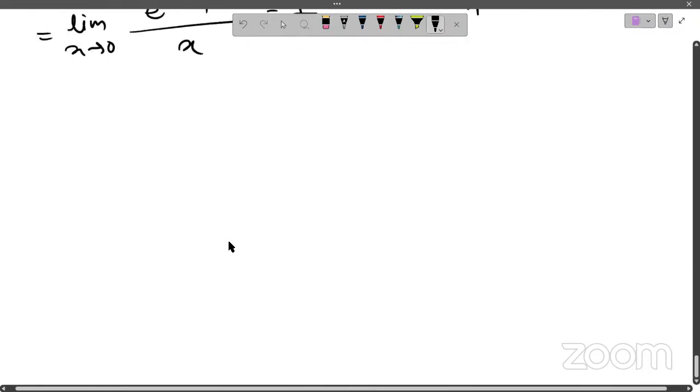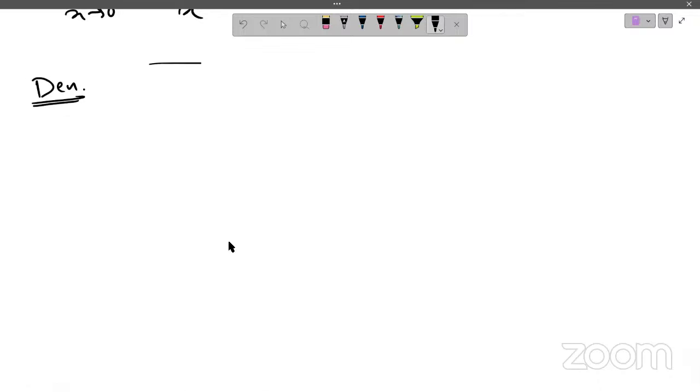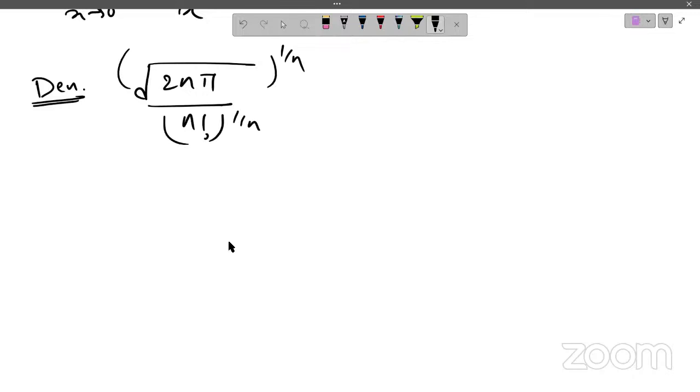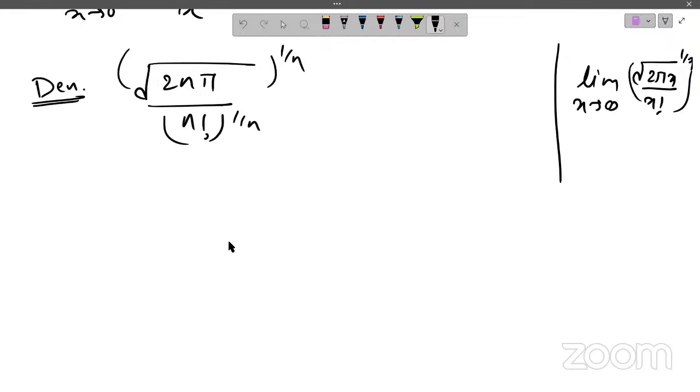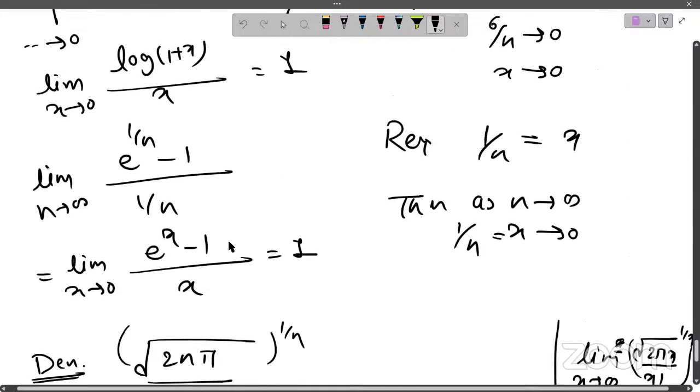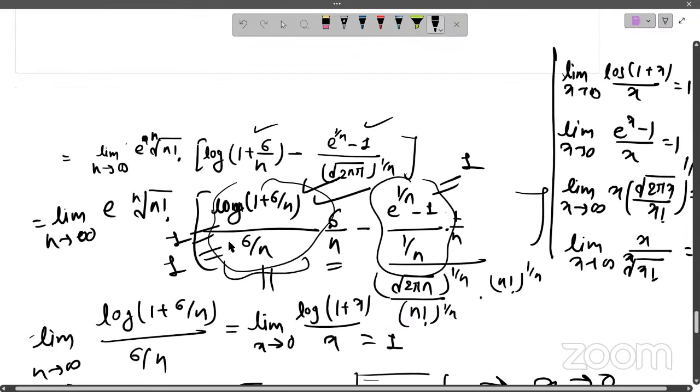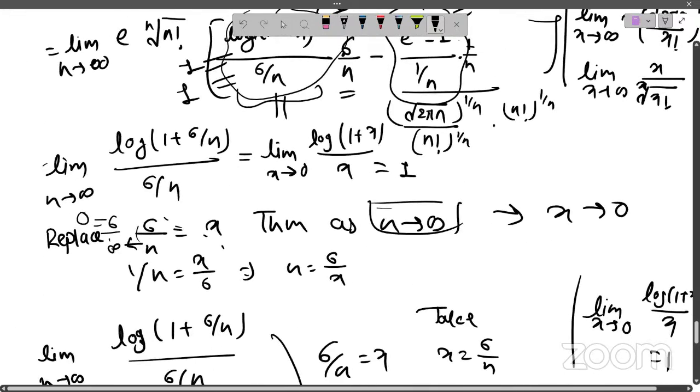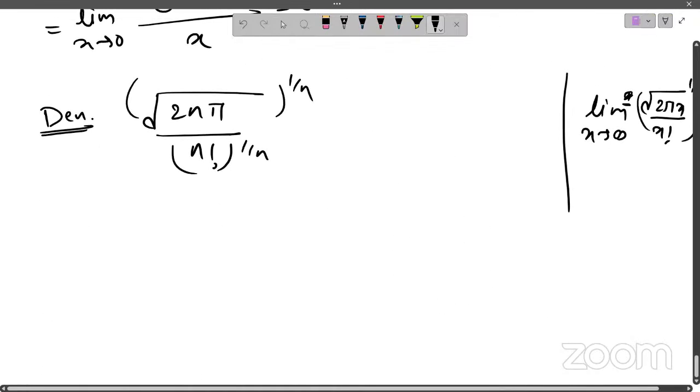So in the denominator, what do I have? We have something like under the root of 2n pi upon n factorial, to the power 1 by n, and this also has to the power 1 by n. But what I know is the limit x goes to infinity of under the root of 2 pi x by x factorial to the whole power 1 by x. And also I have some multiplication of x here, right? This is x into under the root of 2 pi x upon x factorial to the whole power 1 by x. So I have to convert it into something like this.